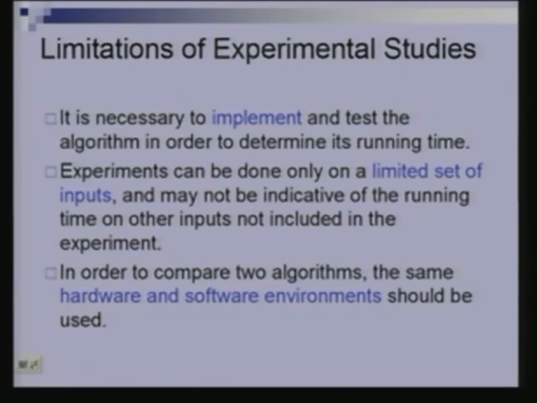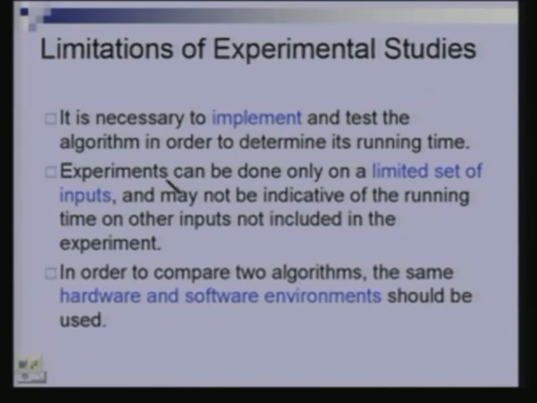Okay, now this has certain limitations, so I've put them down. First, you have to implement the algorithm. To be able to determine how good your algorithm is, you have to implement it. Now that's already a huge overhead, right? A considerable amount of time has to be spent in doing this.